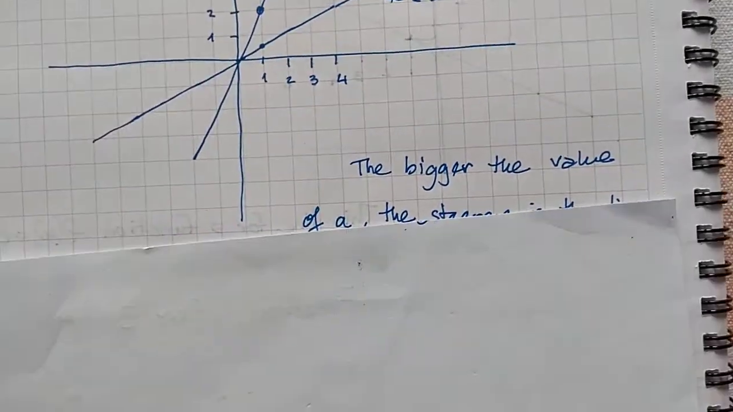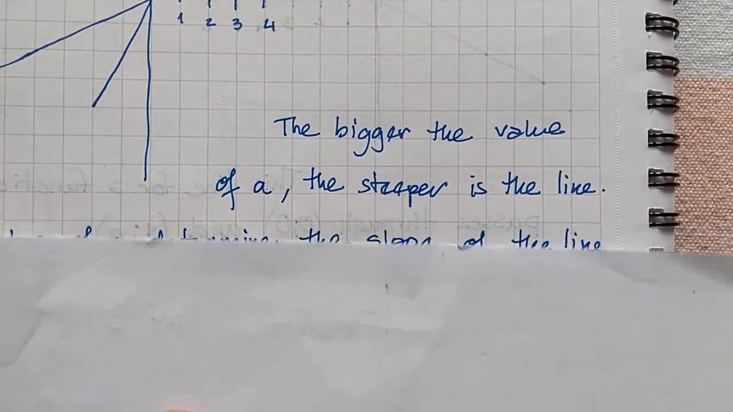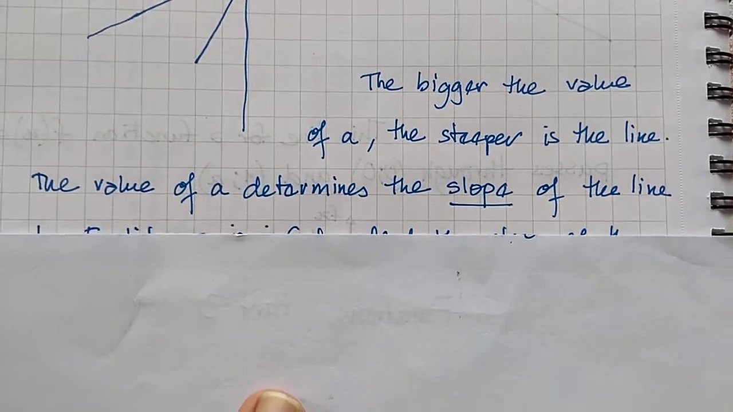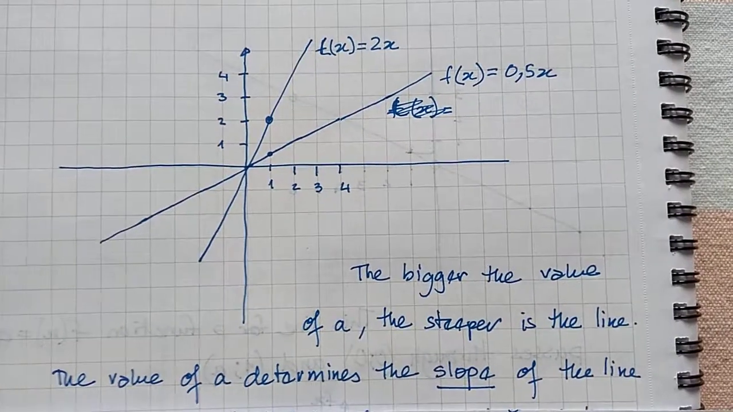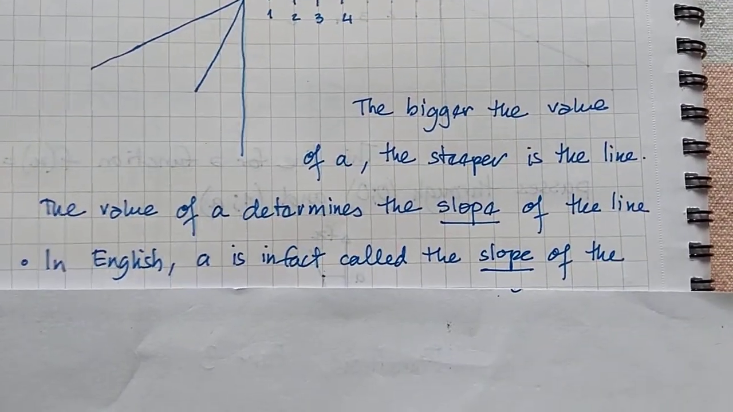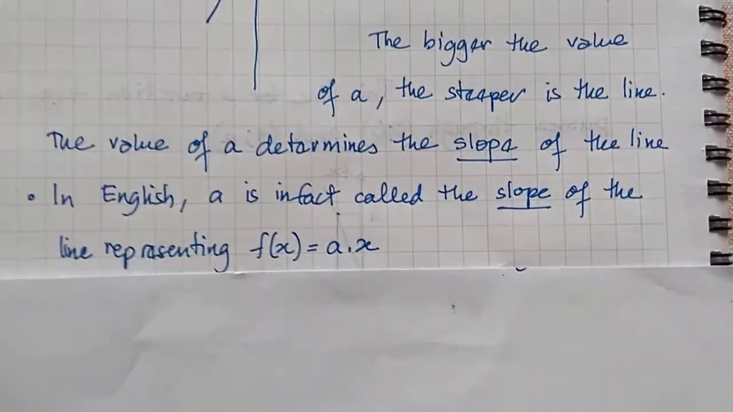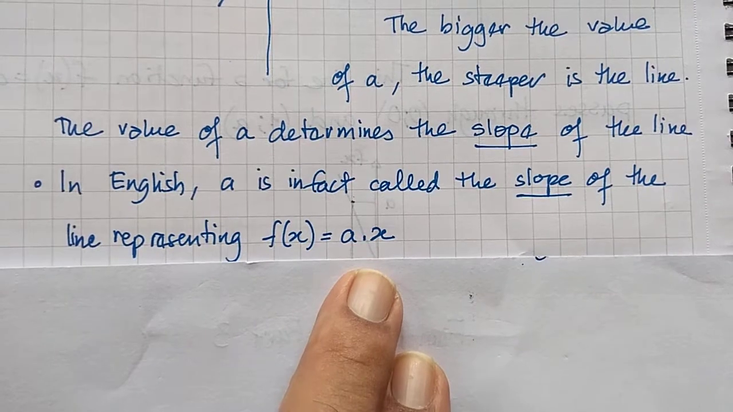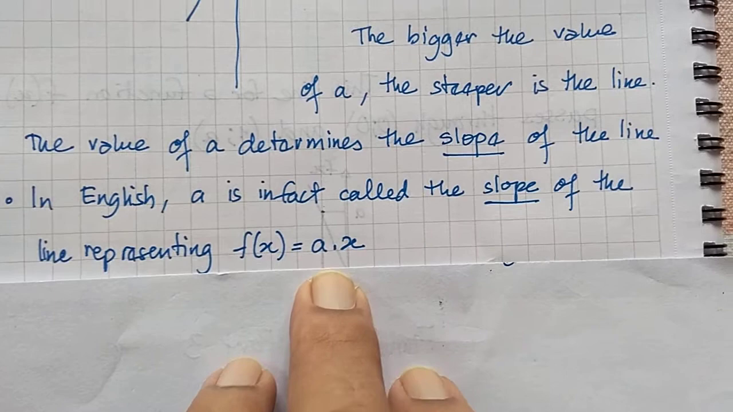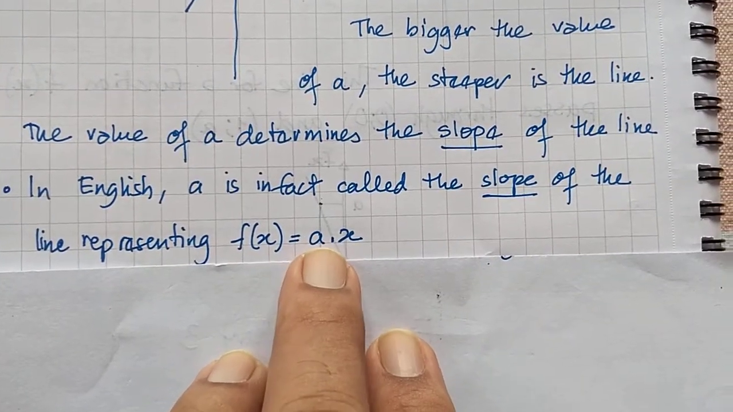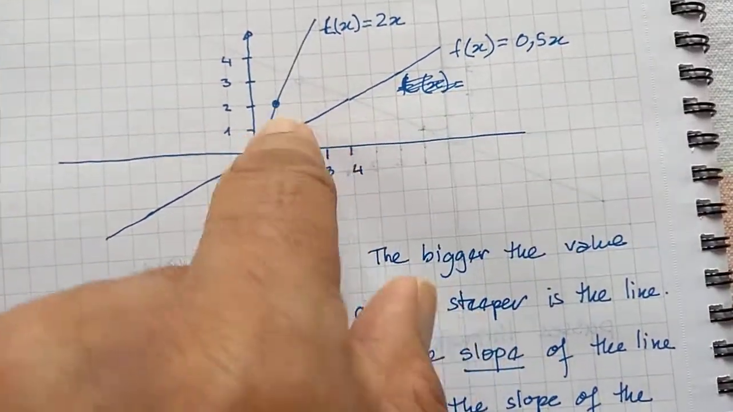Okay, so here we have: the bigger the value of a, the steeper is the line. This is what I have just said. Now we go down. The value of a determines the slope of the line, so how steep it is, that's called the slope. Indeed, in English, a is in fact called the slope of the line representing f(x) equals a times x. Later on, if you know trigonometry, you can find out from a the actual angle it makes with the horizontal line, the x-axis.